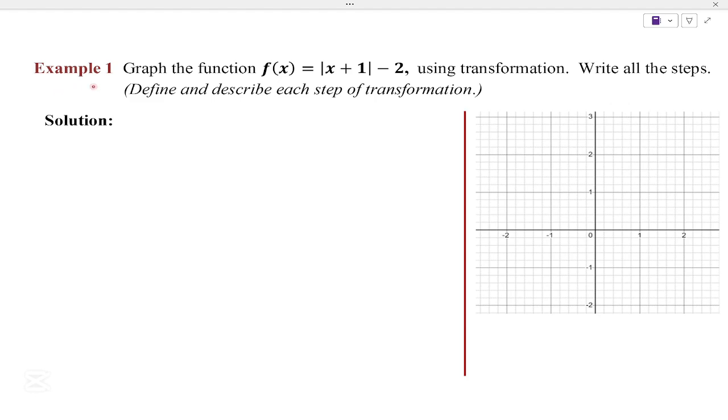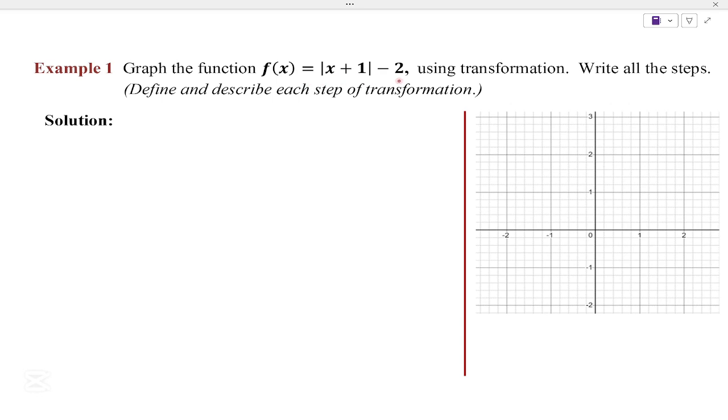Let us start with the first example. Graph the function f of x equal to absolute value of x plus 1 minus 2 using transformation. Write all the steps. When we say write all the steps, we have to define and describe each step of transformation.